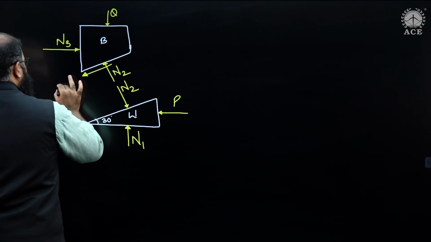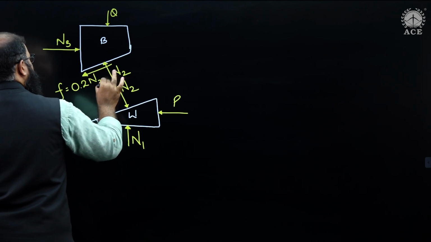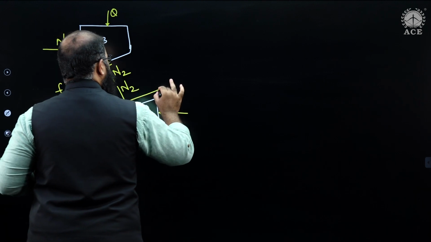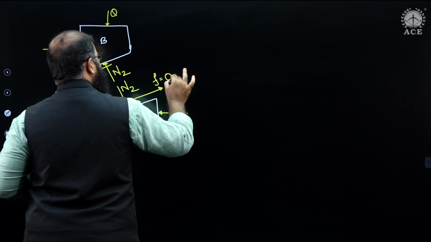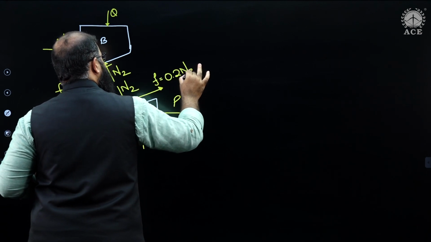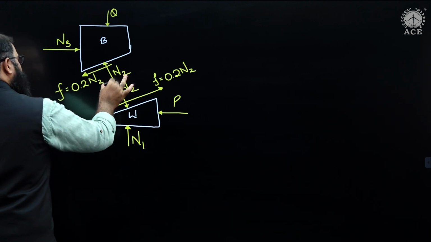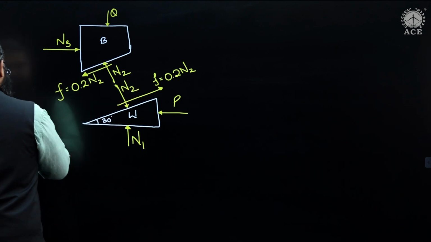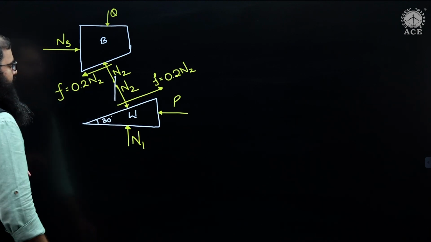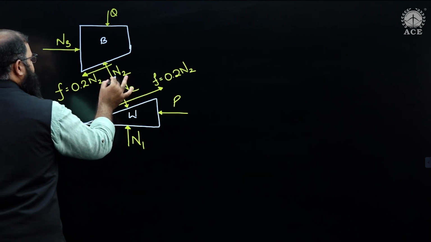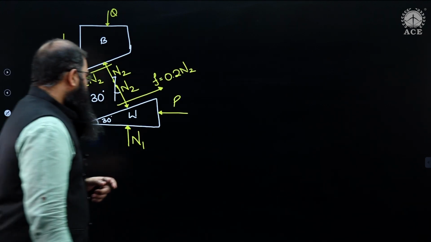This value of friction is supposed to be equal to mu times N, that is 0.2 N2, and the value of friction over here is supposed to be equal to the same thing, again an action-reaction pair, times N2. One more thing, for the sake of easiness, if I take a vertical reference, this angle and this angle, both of them are equal to how much? 30 degrees. These angles are equal to 30 degrees.